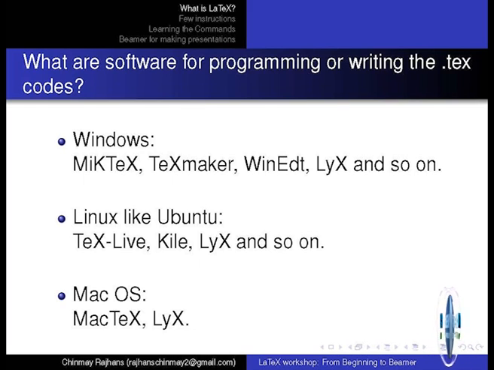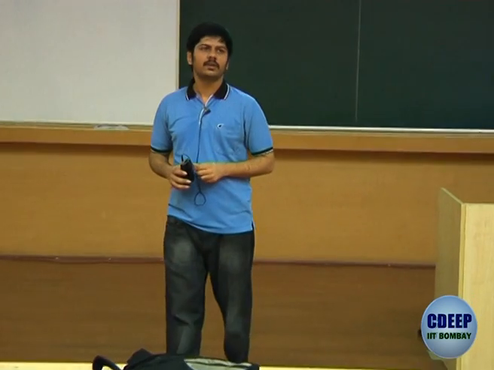How many Linux users here? Okay, so for you the software is Kile. The backend is TeX Live. And there is something called Okular, which you will use for viewing the PDF. How many Mac? MacTeX has its own GUI, and you also have a PDF viewer with it. And for all others, we'll right now be using something called TeXworks.